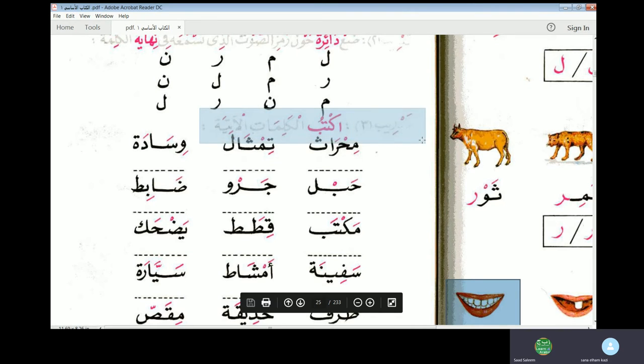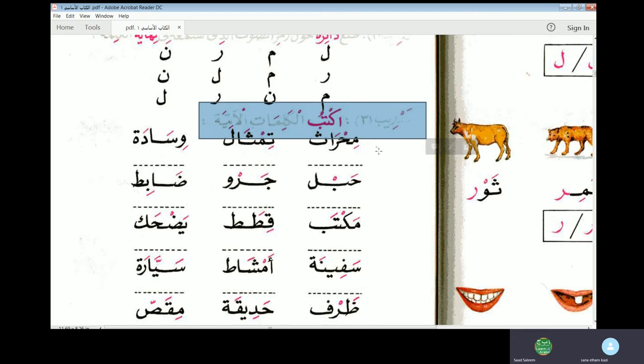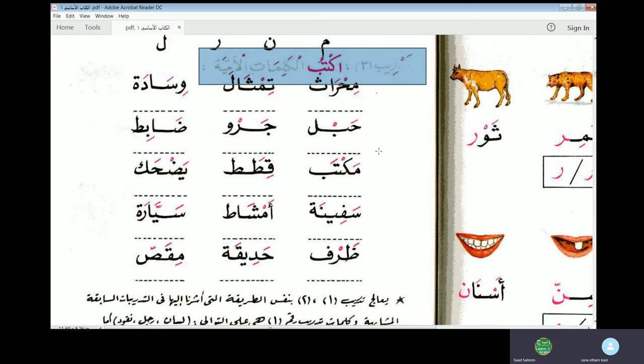In this book, do you have the separate grammar rules like the Arabic language? No. Okay, what is this?